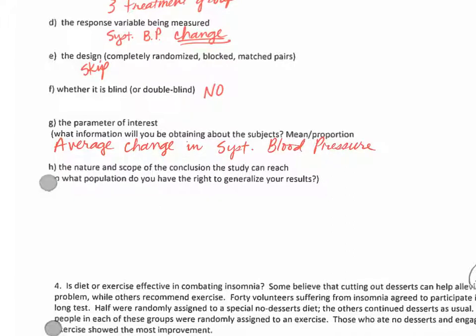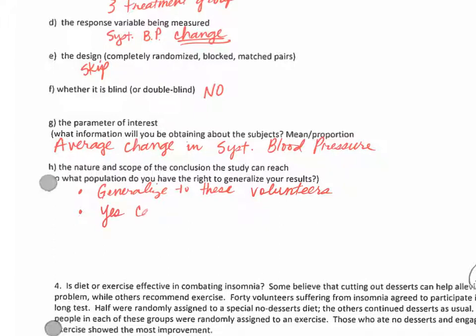And what is the nature and scope of this? So who can we generalize to? Generalize to these volunteers? I really want to know, how did they go from generalizing to these volunteers to a broader population? I'm going to have to research that. Okay. And then, can we claim cause and effect?